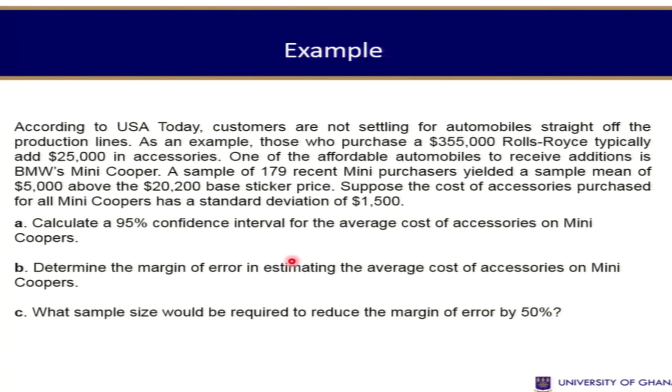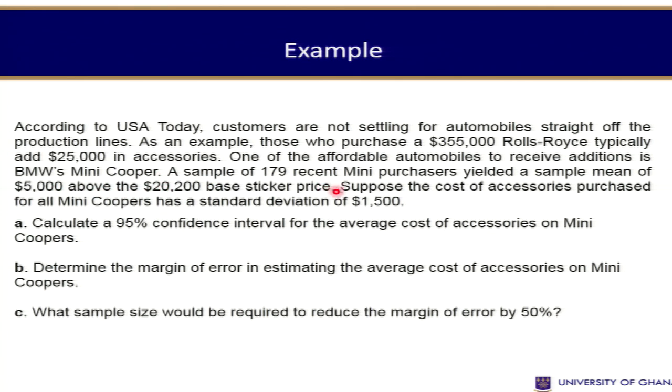Let's take another example that you could also try your hands on. According to the USA Today, customers are not settling for automobiles straight off the production lines. As an example, those who purchase a $335,000 Rolls-Royce typically add $25,000 in accessories. One of the affordable automobiles to receive additions is the BMW's Mini Cooper.